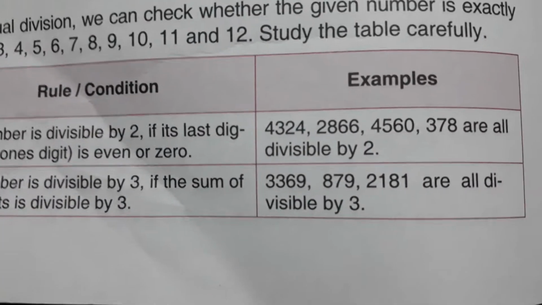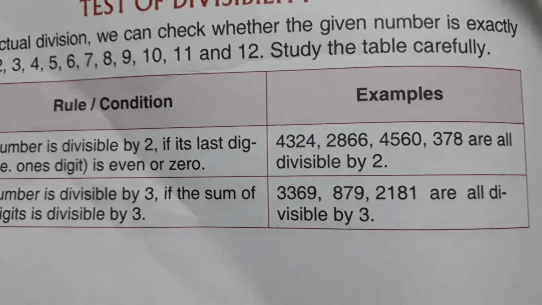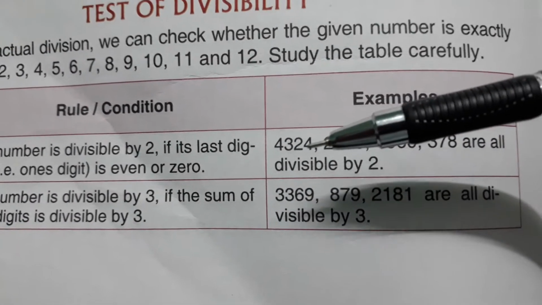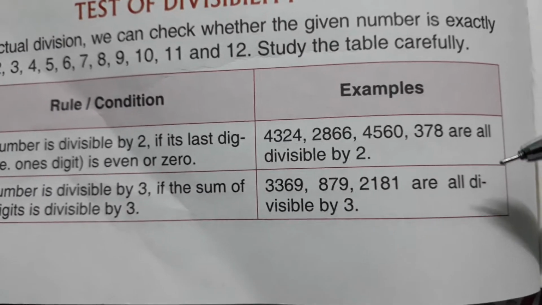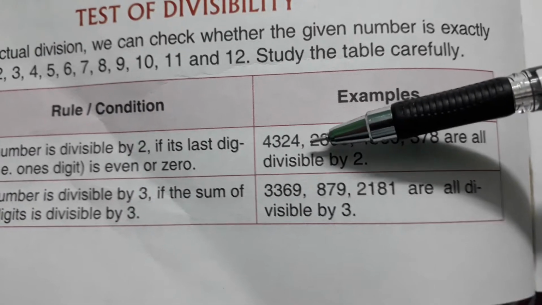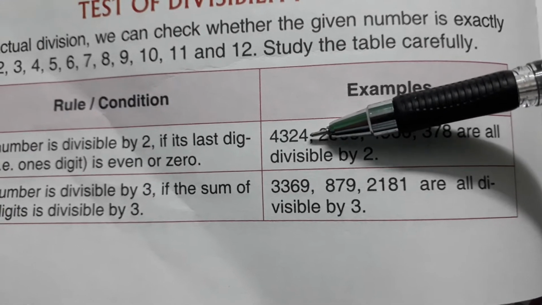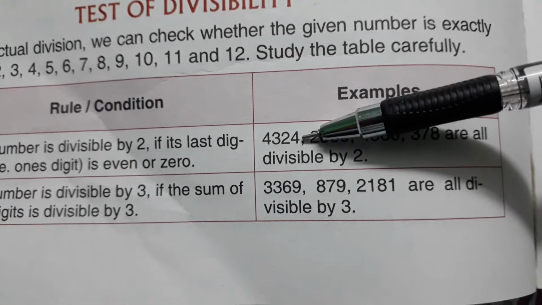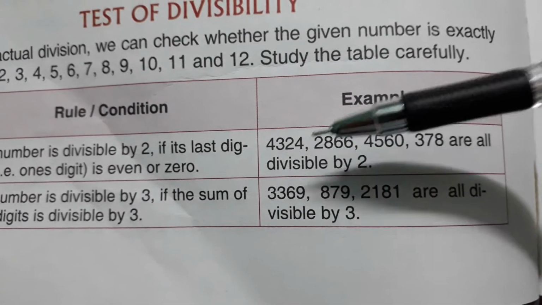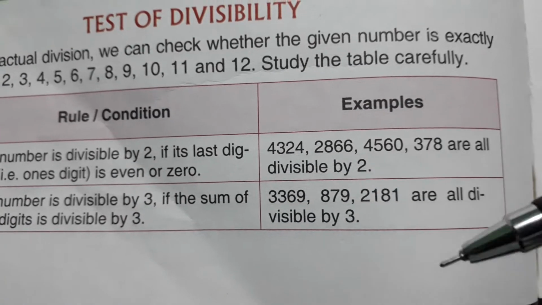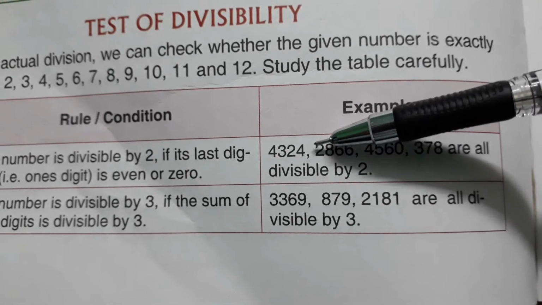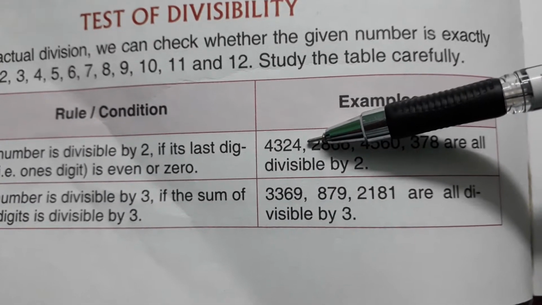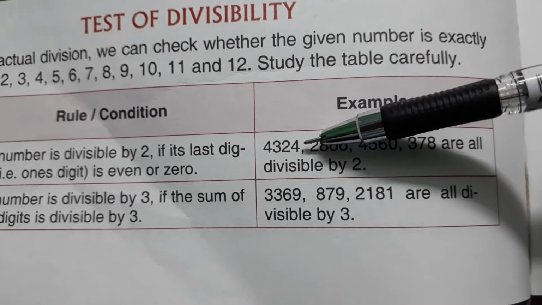If you see these examples, 4324, 2866, some examples are given here. The last digit means the ones place digit. If it is an even number or 0, then that number is divisible by 2 exactly, without any remainder. If the last digit is even or 0.